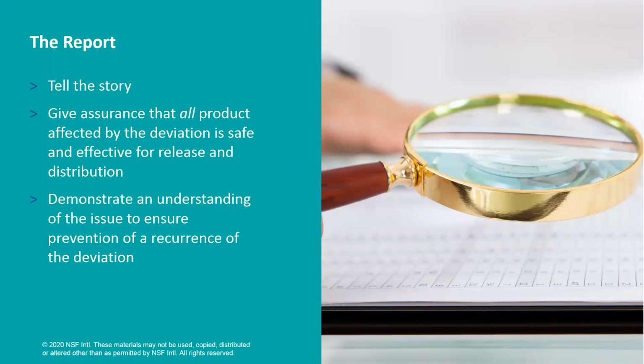Now, there's 3 key outcomes from your report. You must tell the story, and so for that, you need a start, middle, and end, and make sure that that follows through. You want assurance that all of the product that has been described as being affected by this deviation is safe and is effective for release and distribution. And you must demonstrate an understanding of the issue, what the root cause was, and how you're going to prevent recurrence.